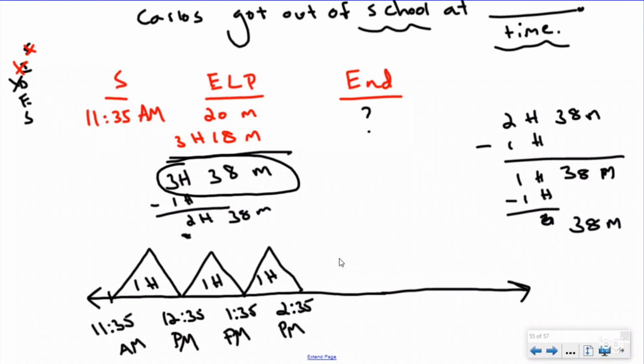Here's my strategy once I get rid of the hours. I want to go to my next friendly number that's a multiple of 10, or for those who don't know what a multiple is, it's a number that's going to end in 0. That's multiples of 10, other than 0. And so I'm going to do a 5-minute hill here, all right? Because if I do a 5-minute hill, that's going to take me to 2:40 p.m.